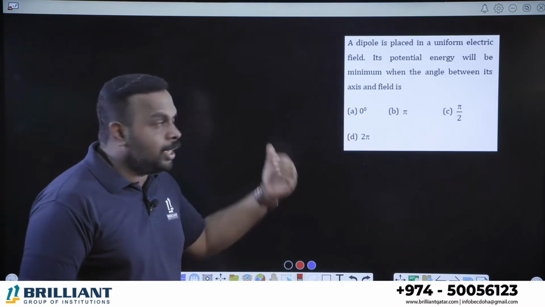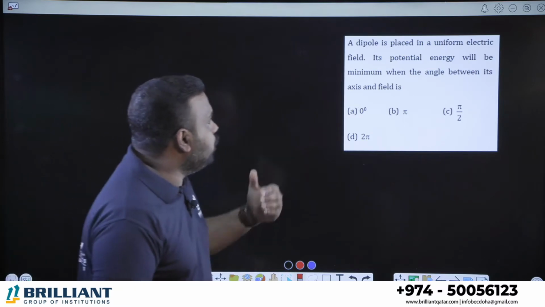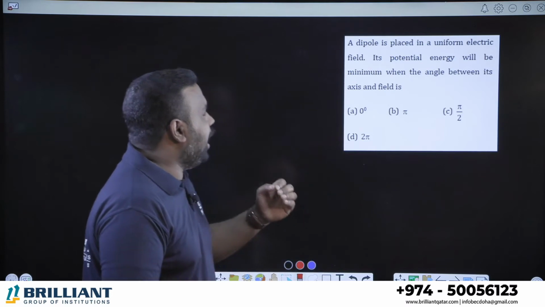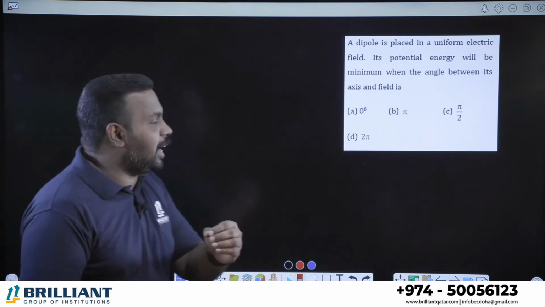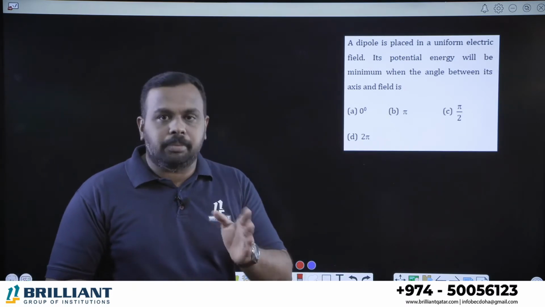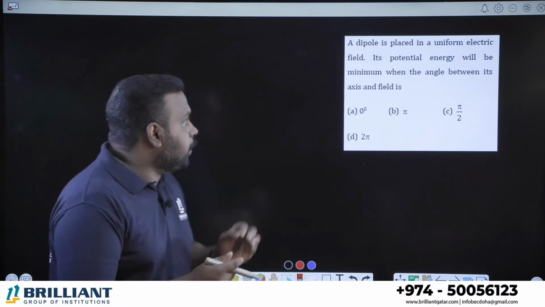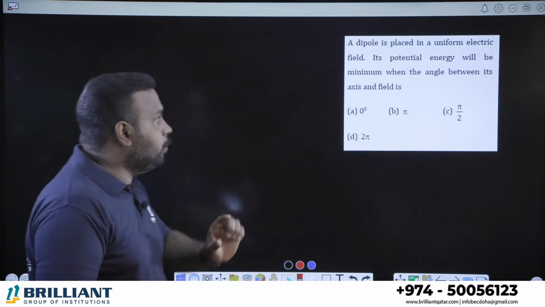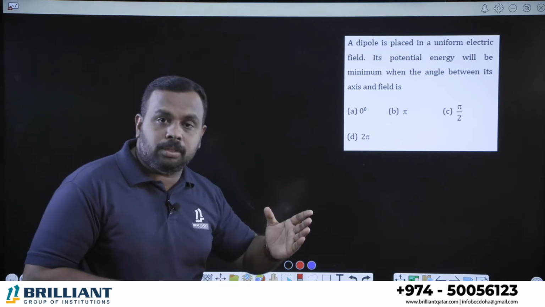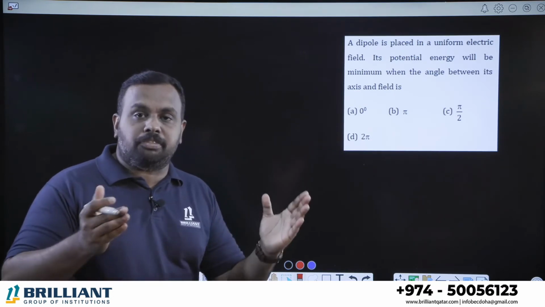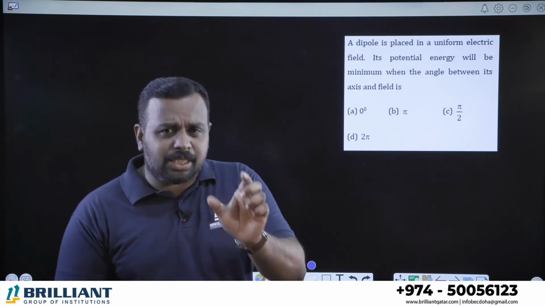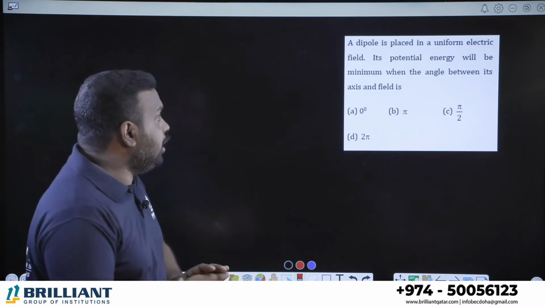Look at this. A dipole is placed in a uniform electric field. Its potential energy will be minimum when the angle between its axis and field is. Another important question. Look, dipole is placed in a uniform electric field. So in a uniform electric field, a dipole. What is a dipole? All of us know that dipole is a pair of equal and opposite charges separated by a small distance. So such a dipole is kept in a uniform electric field.